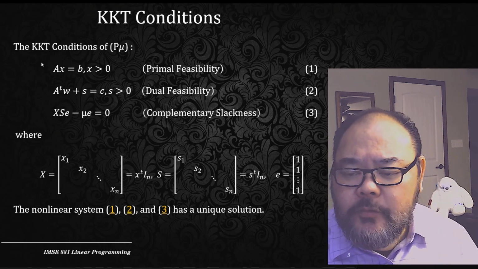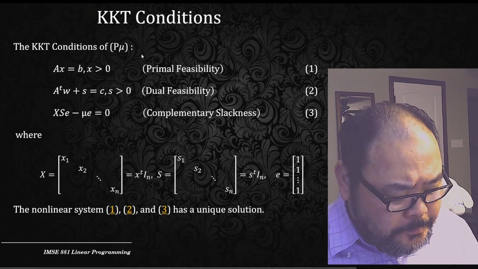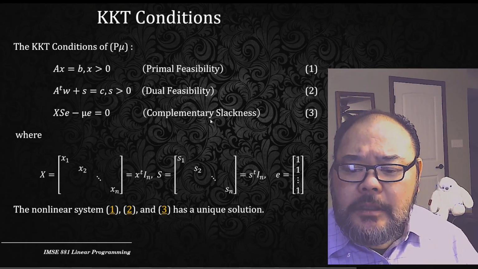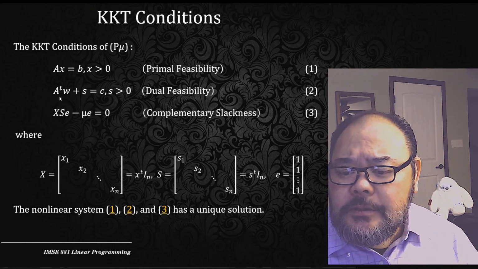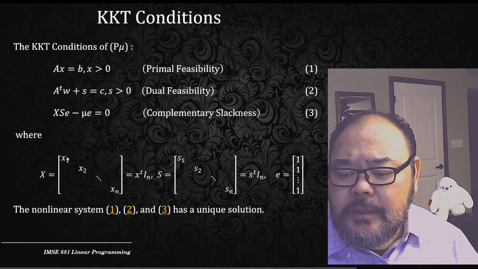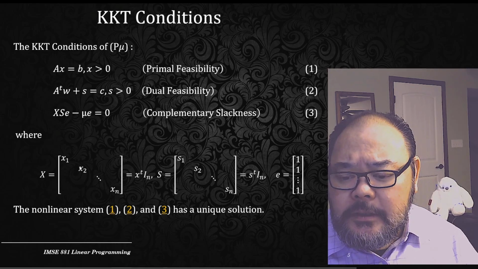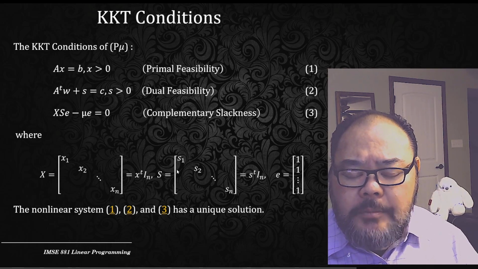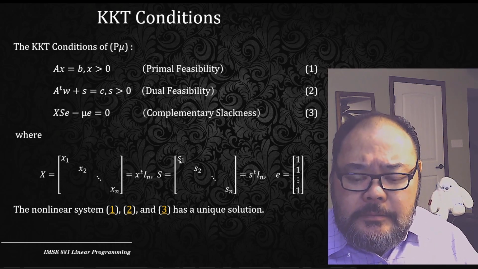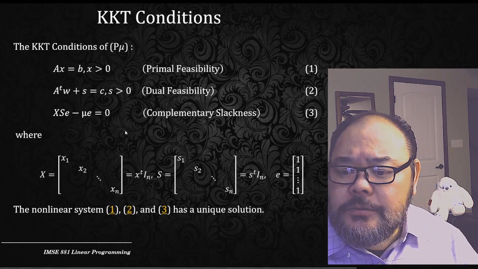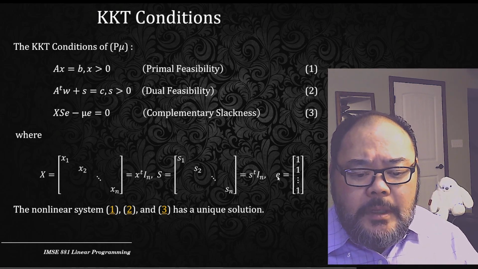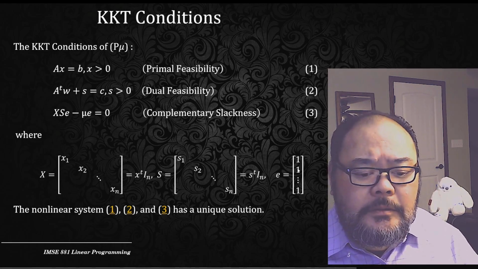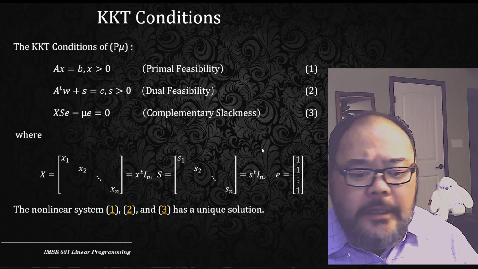We talked about this before. It should be the primal feasibility, the dual feasibility, and the complementary slackness condition. Here capital X represents the diagonal matrix of the current x solution, capital S represents a matrix with diagonal equal to the current dual slack, and of course e is a vector of ones with dimension n.